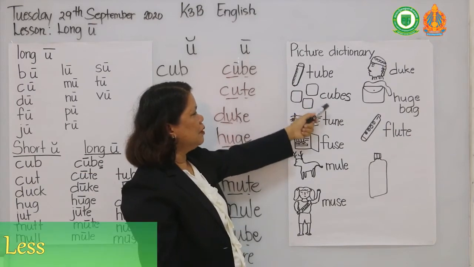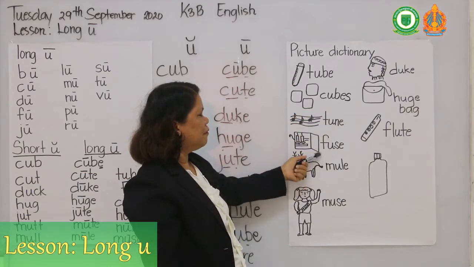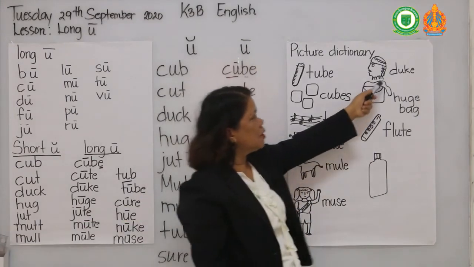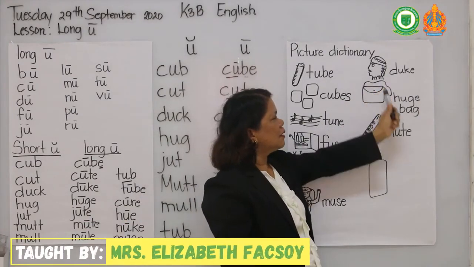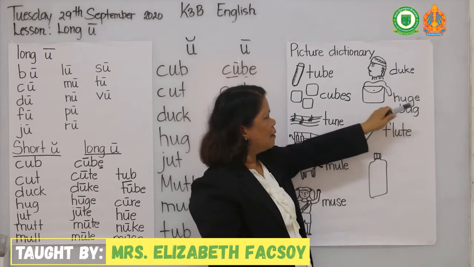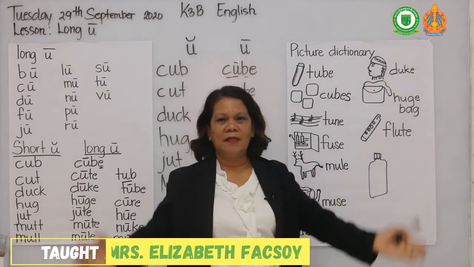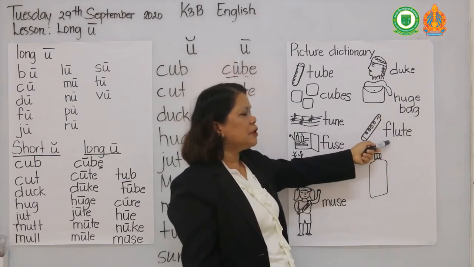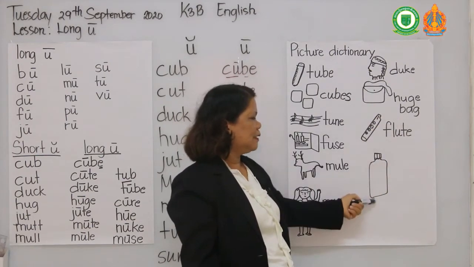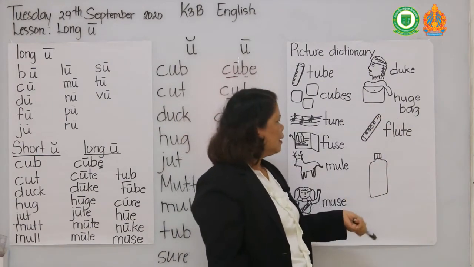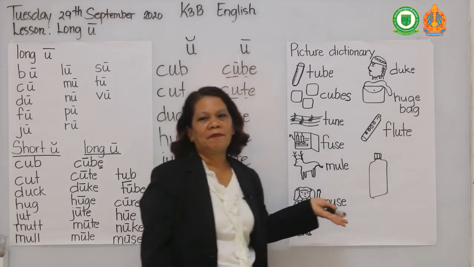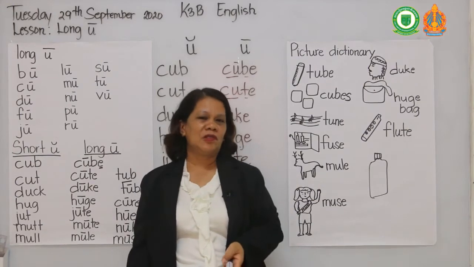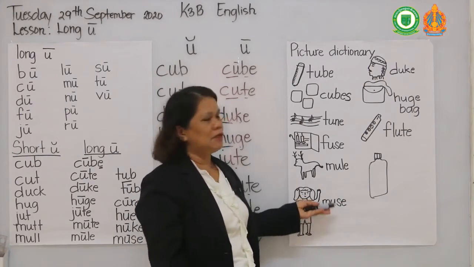Tube. Cubes. Tune. Fuse. Mule. Muse. Duke. Huge bag. Huge is big, okay? Big bag. Huge bag. Flute. And this is tube. Okay? Remember these pictures. You're going to do your activities. If you don't know the name of the pictures, you can refer to this picture.